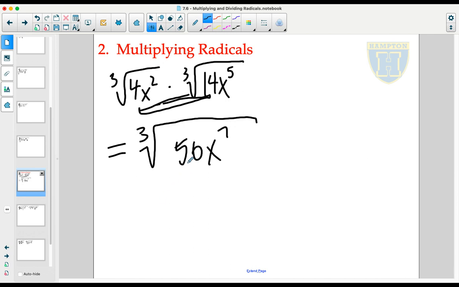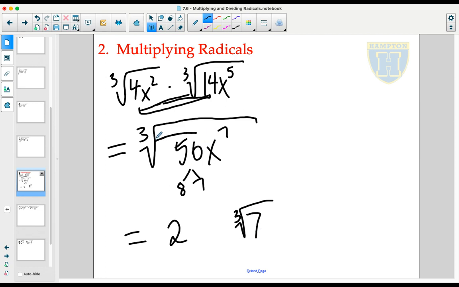X squared and x to the 5th is x to the 7th. Just as we always would, we could write out the factors of 56 and look for those groups of 3 like we discussed earlier in the lesson. Or, because 56 is a relatively small number, we could think to ourselves, are there any perfect cubes that we know, other than 1, that go into 56? And there is. We can imagine splitting the 56 into 8 and 7. Taking the cube root of that 8 leaves us with a 2 on the outside of the expression. We can't do anything with the 7, so we know it's going to stay inside of the cube root.